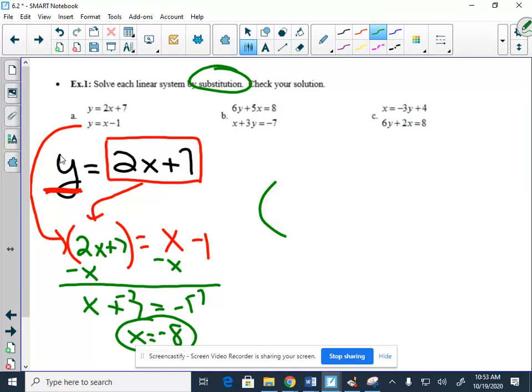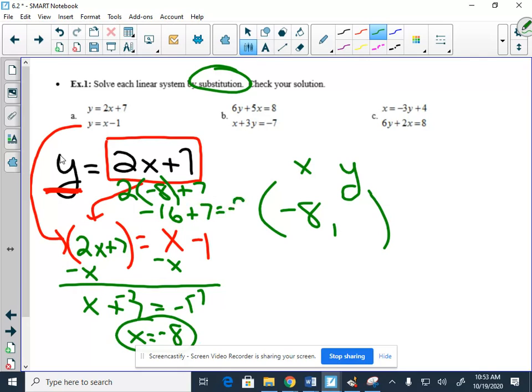Now in part A, I've just figured out x, but now I have to figure out y. To figure out y, I have to take that value of negative 8, and I have to substitute it back in. So I'm going to put it back in here. 2 times negative 8 plus 7 would be negative 16 plus 7, which is negative 9. And that's my value for y. So that's where the 2 lines should cross.